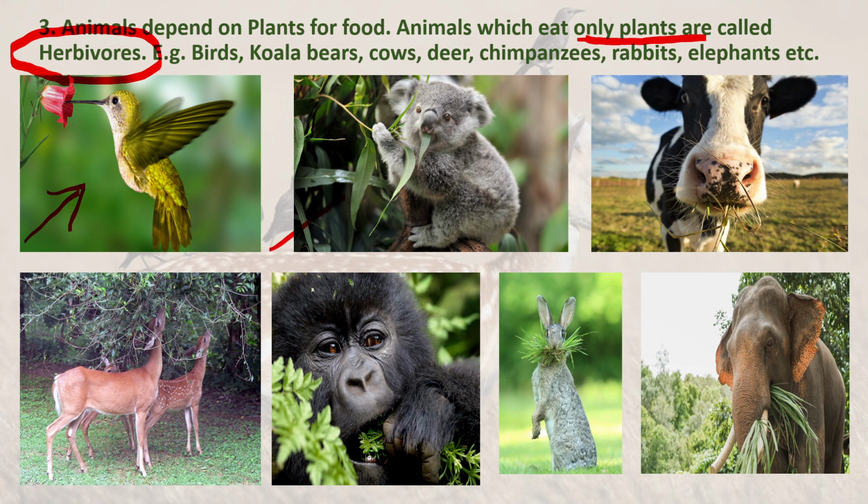Okay, which animal is this? Koala. Koala bear is a herbivorous animal. It stays on a tree and it eats the leaves of that tree. We all know this is a cow. Another example, which animal is this? Deer, correct. We all know who this is. That's a chimpanzee. Yes, chimpanzees, even though they are huge and big, are herbivorous animals. That's a bunny rabbit. Yes. And this is an elephant.